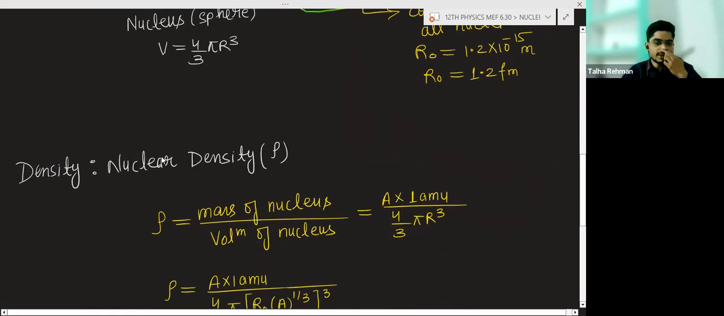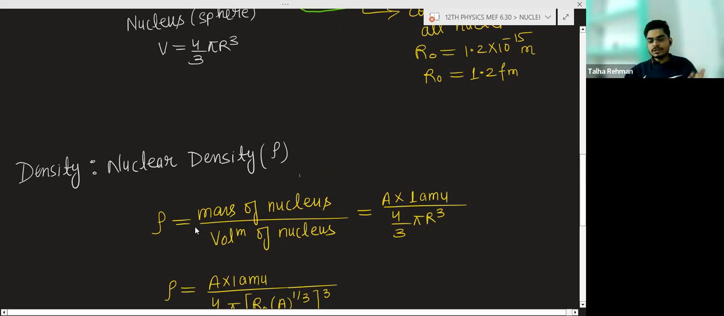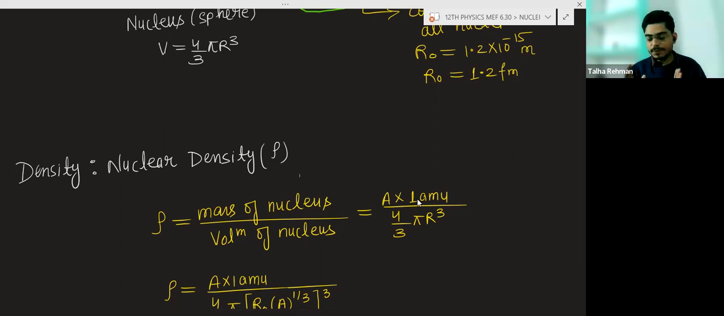Now the density of the nucleus is also known as the nuclear density, and this is represented by rho. The density of any thing is given by mass divided by volume. So we are calculating for the nucleus: density of nucleus is mass of nucleus divided by volume of nucleus. Mass of nucleus is A into 1 AMU. What is the mass of the nucleus? It is the mass of the number of nucleons present in the nucleus.